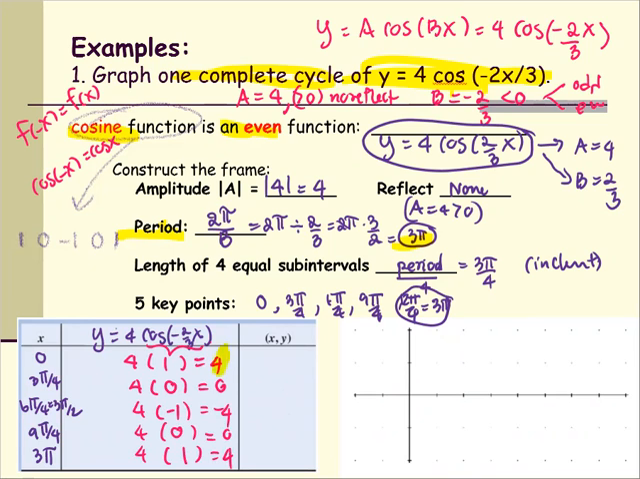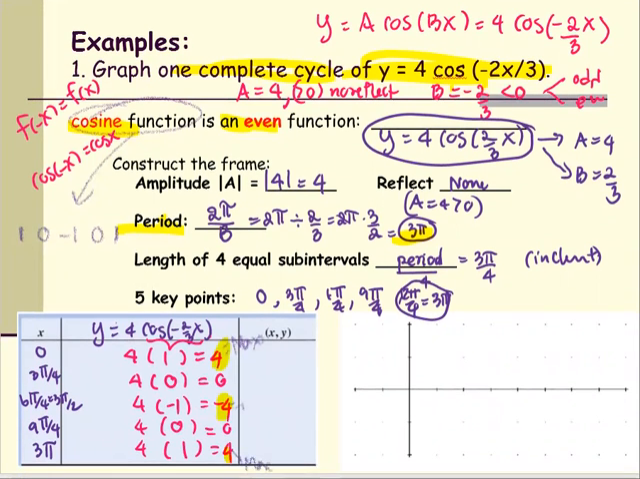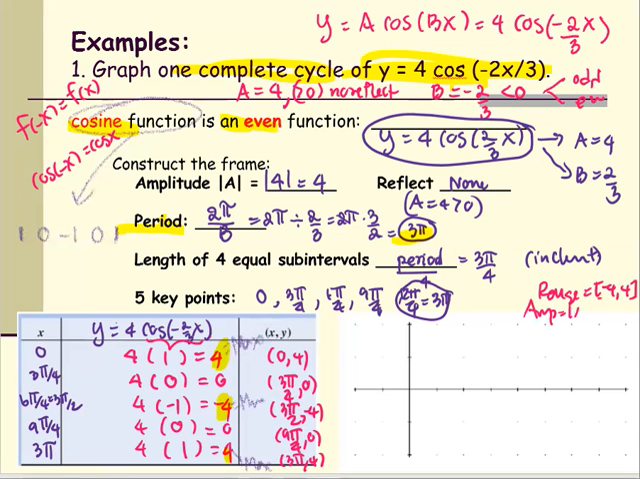We can see that the maximum is 4 and the minimum is negative 4. The ordered pairs will be 0, 4; 3 pi over 4, 0; 3 pi over 2, negative 4; 9 pi over 4, 0; and the last one is 3 pi, 4. We have the range of the graph from negative 4 to positive 4. The amplitude, which is the absolute value of a, is 4. The period is 3 pi.